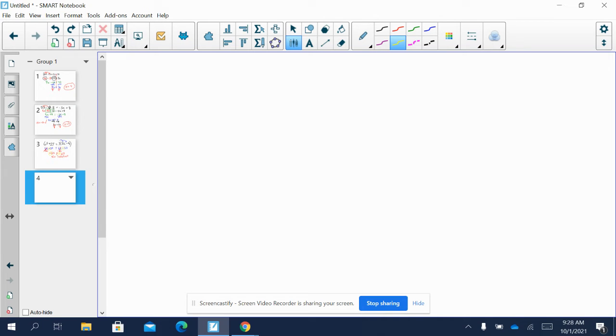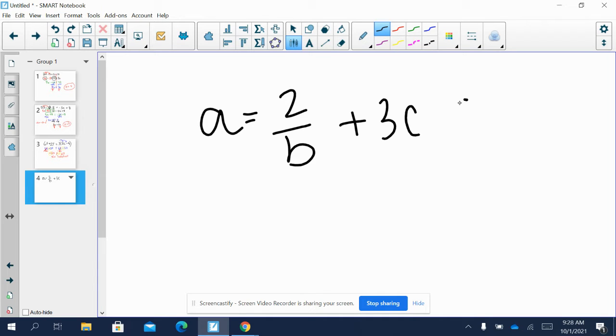All right, now I want to go over a literal equation because they seem to be one of the harder ones that you guys have been doing. So if I say A is equal to 2 over B plus 3C, and if I do a semicolon and a C, that means I want you to solve for the C variable. So this is the variable we want to get by itself.